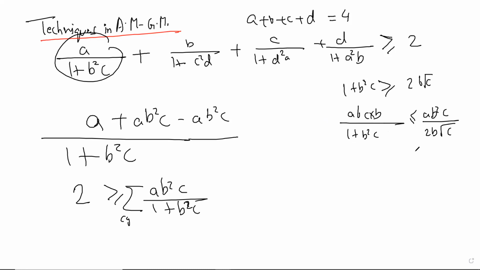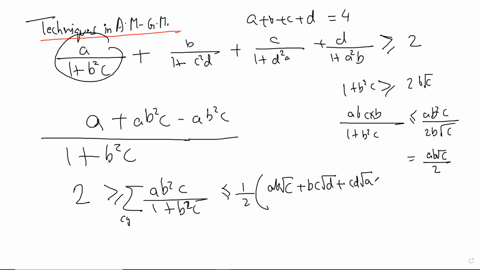Okay, and so what does this become? Am I messing it up? This becomes a root c by 2. No, a b root c by 2, right? Okay, so now we are getting that this is less than this. So better to write it in full. We don't want to jump too much, because you might end up making a mistake or not understanding what we are doing.